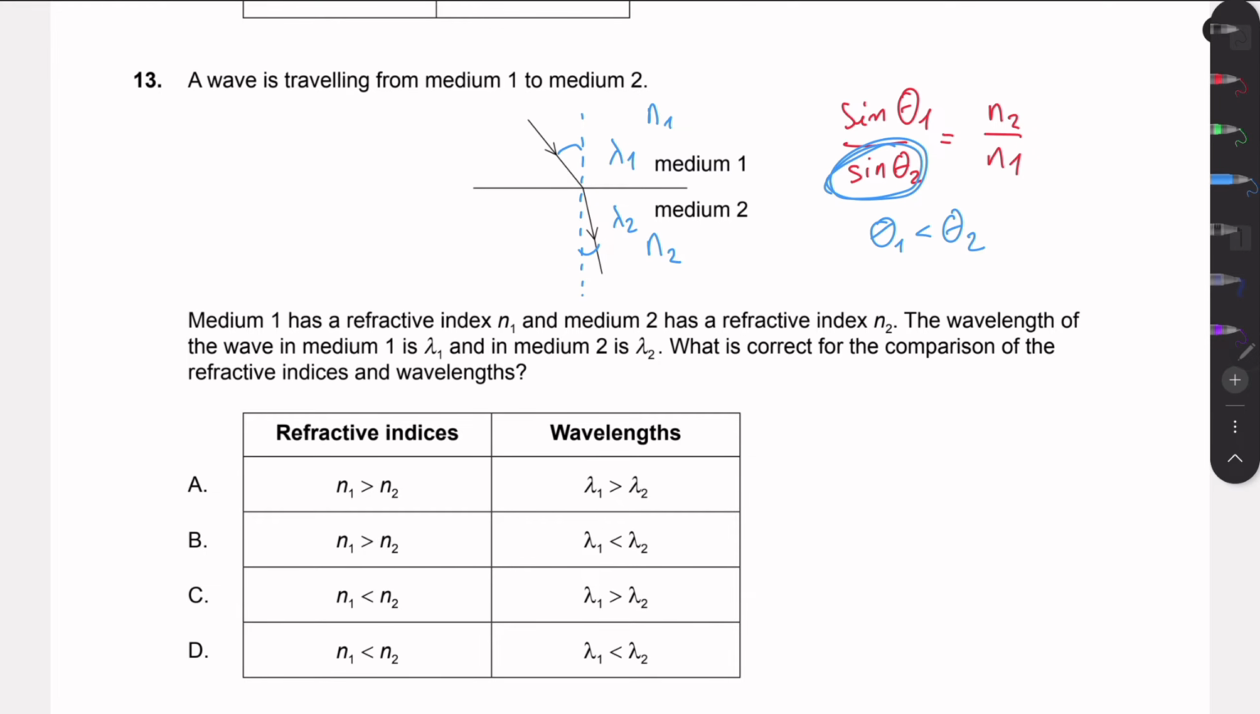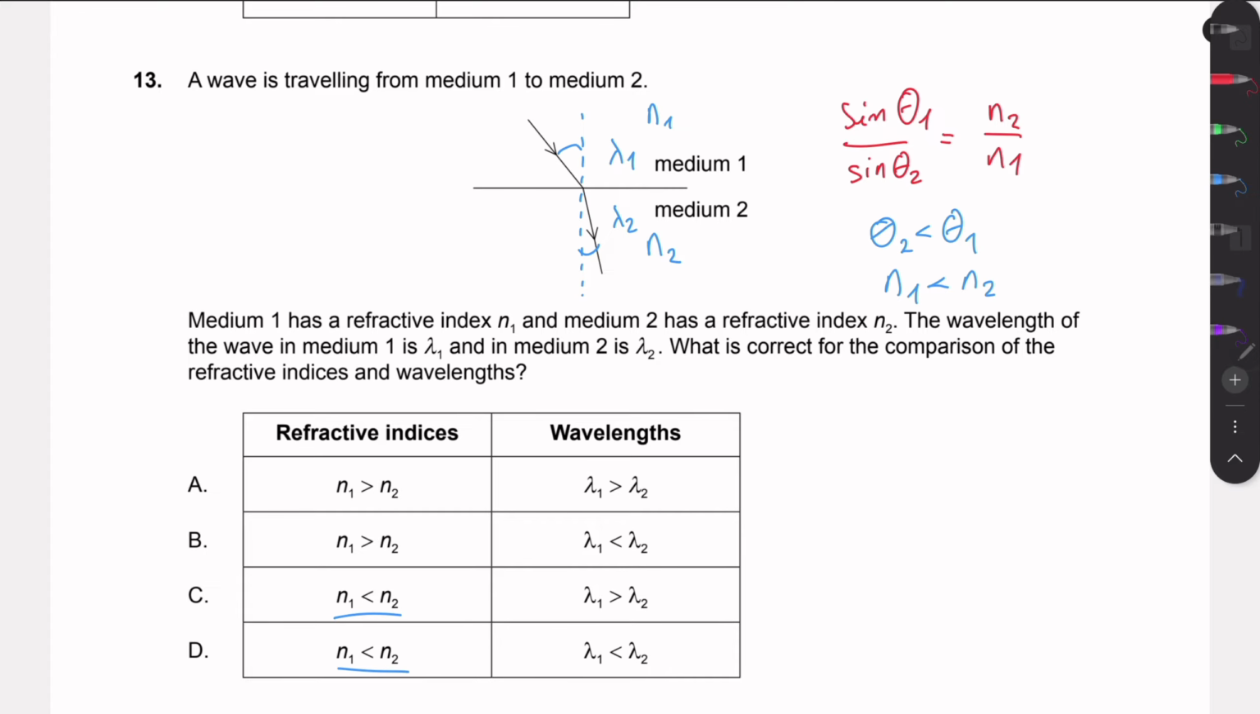That also means that the angle in the second material is smaller than in the first material. This angle is clearly smaller than this. So yeah, if our denominator is smaller here, it must also mean that our denominator is smaller here as well. So we can say that n1 must be smaller than n2. And simply that's how the equation works. So we can already see it's either going to be C or D.